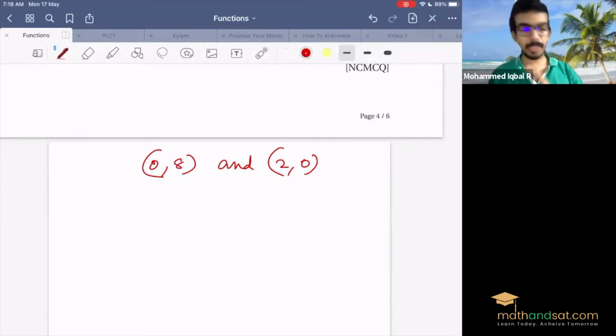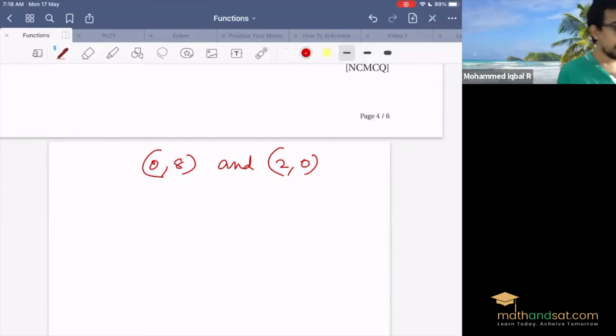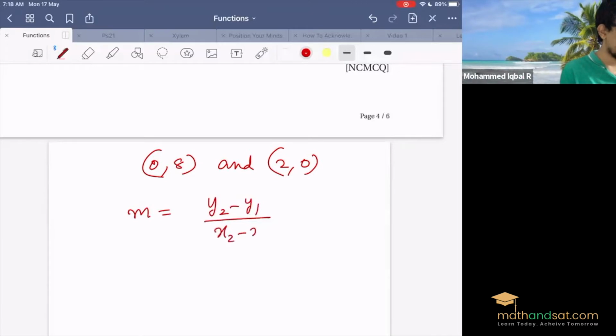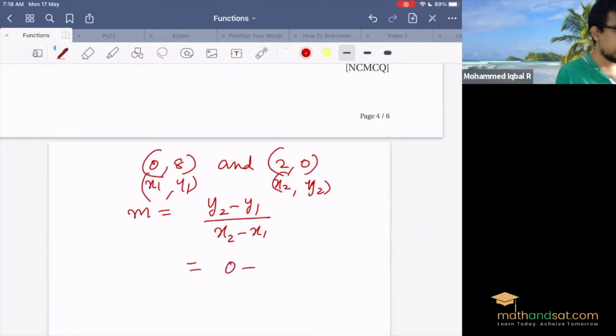The first method is to find the slope. The slope is y2 minus y1 over x2 minus x1, where these are x1, y1, x2, y2. The change in y coordinate is 0 minus 8, and the change in x coordinate is 2 minus 0. So this is minus 8 over 2, which is minus 4.